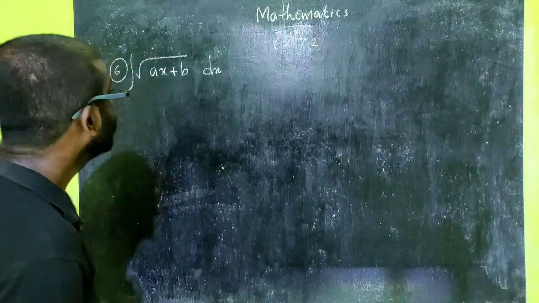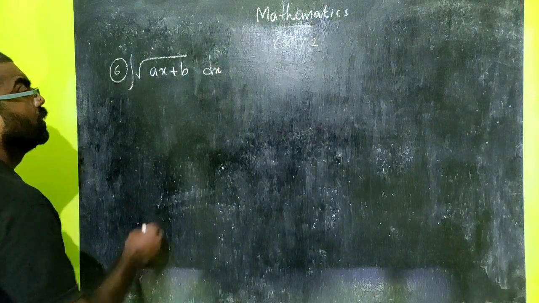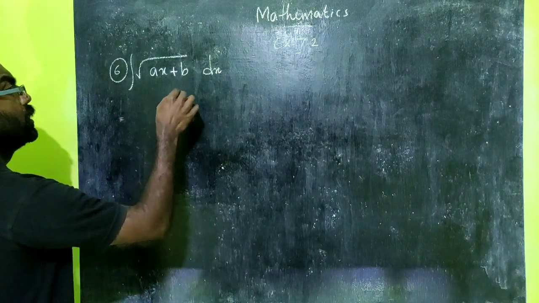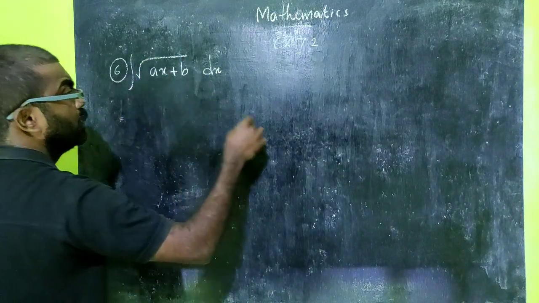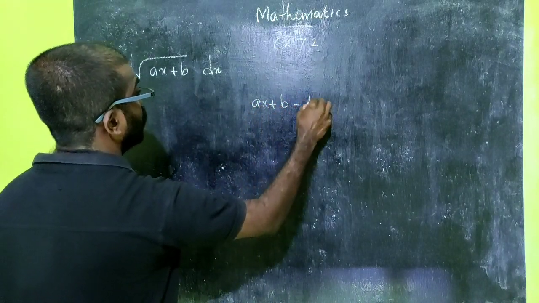Now the next one is integral root of (ax plus b) dx. We can take the term inside the radical sign as t. Okay. The whole term, that is ax plus b, is equal to t.